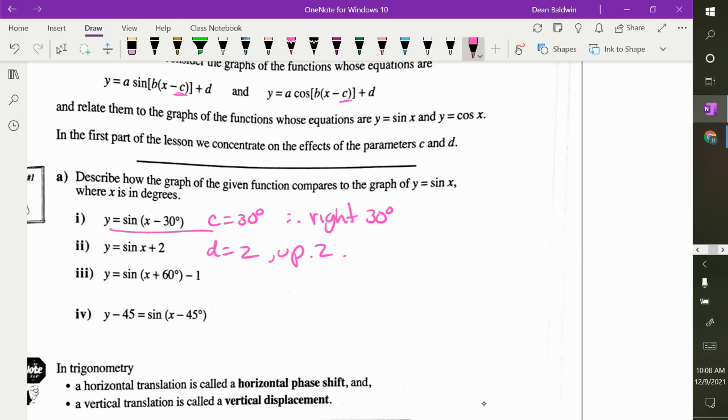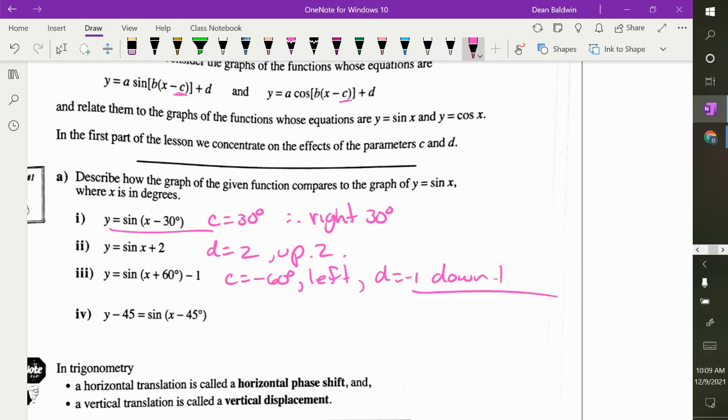All right. In the next one, what did we do? What's my C? Perfect. Okay, so your C value is negative 60, right? Because it's what makes the inside 0, which means we went left 60 degrees. And your D value is negative 1, so we went down 1.